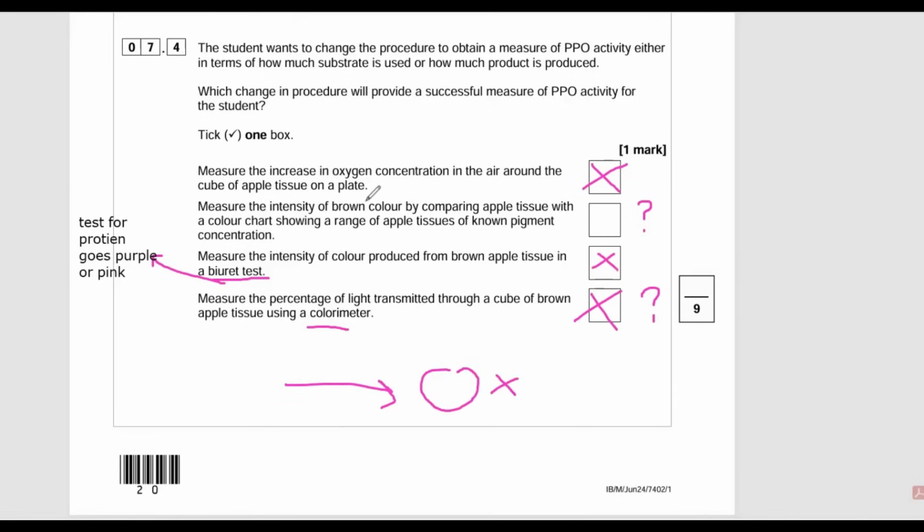This one sounds perfect. Measure the intensity of the brown color of the apple. Compare it to a range of known brown colors where we know, oh, that one's got this concentration of iron oxide, or whatever it is that makes it brown. Awesomeness. Right, let's put a tick there, and let's get rid of those little question marks. And that's the end of that question.